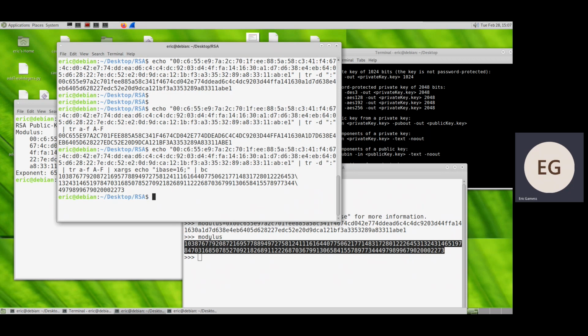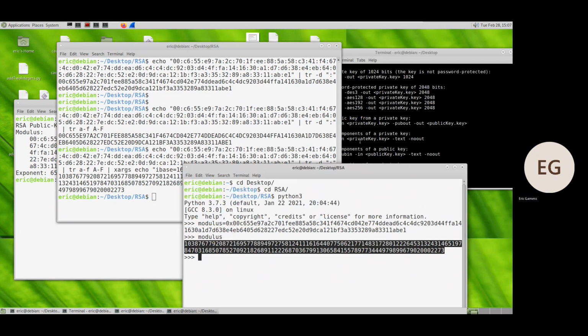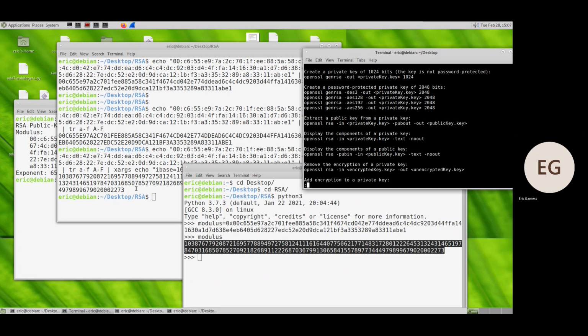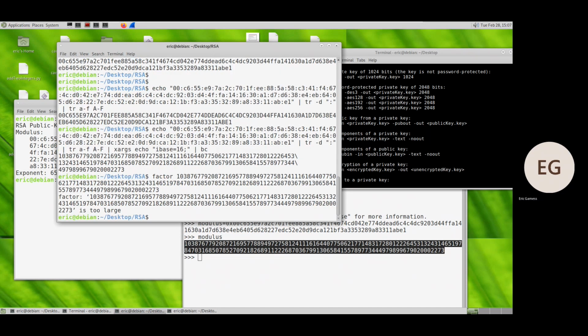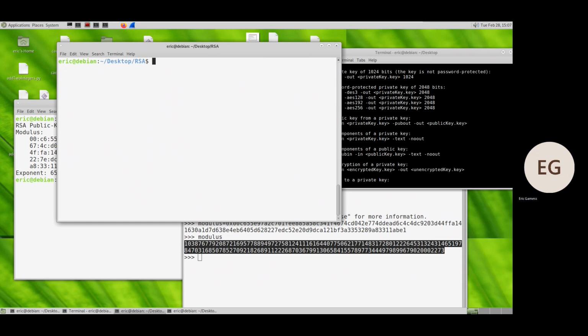So let's try it. I'm going to do factor here. Try to factorize this big number. It's too large. Okay, and 512 is not that big.